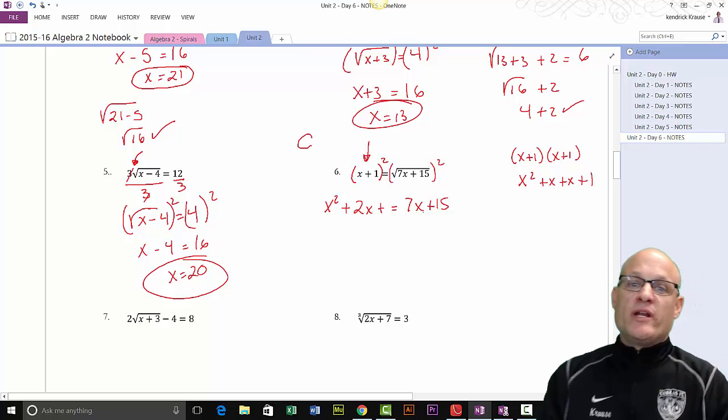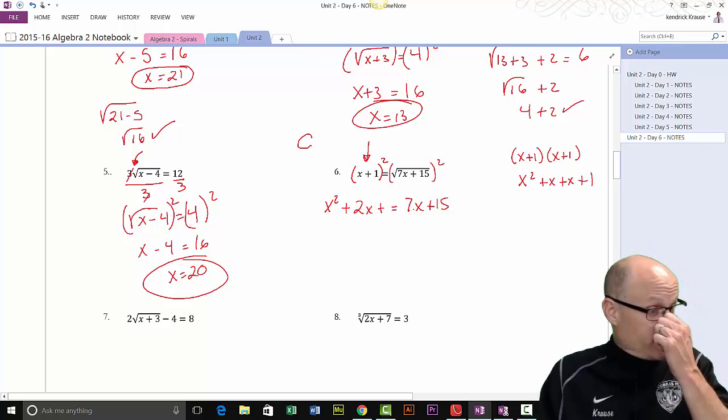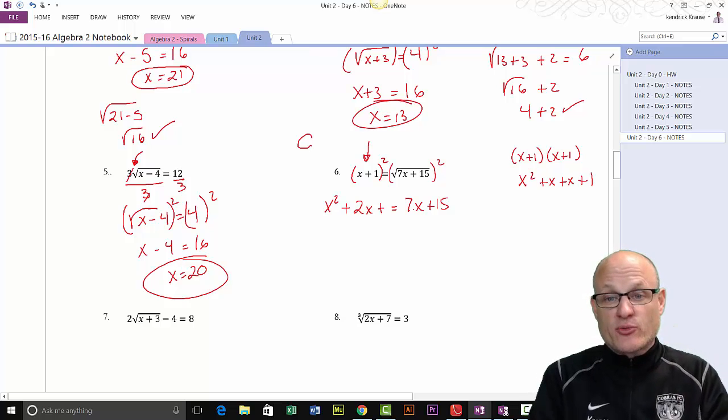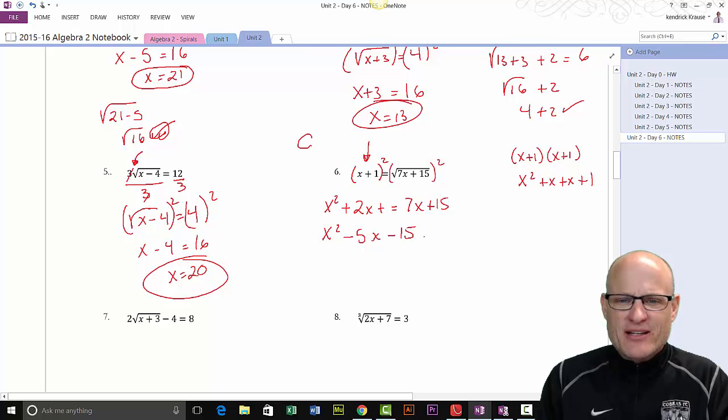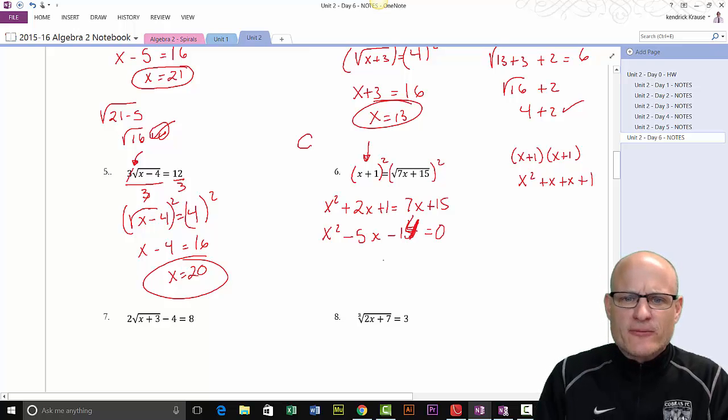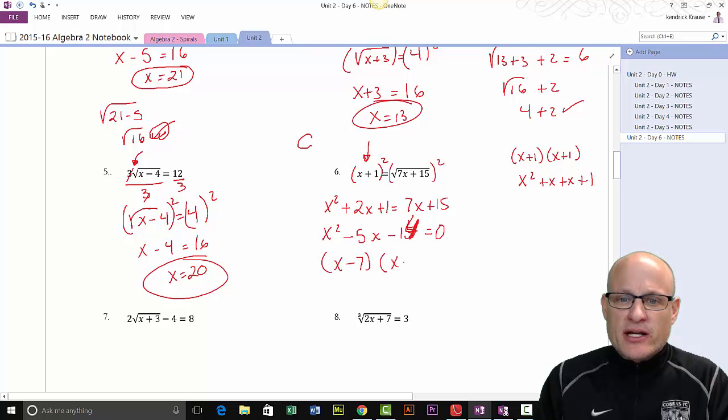Now, it's a quadratic, so we have to set it equal to 0 and then solve it. So we're going to move everything to the left. Why does my pen keep going away? X squared minus 5x minus 15... oh, I forgot the plus 1. No, minus 14. There you go. I forgot that 1, and that makes a huge difference because it wasn't going to factor. So now it factors to x minus 7 and x plus 2 equals 0.